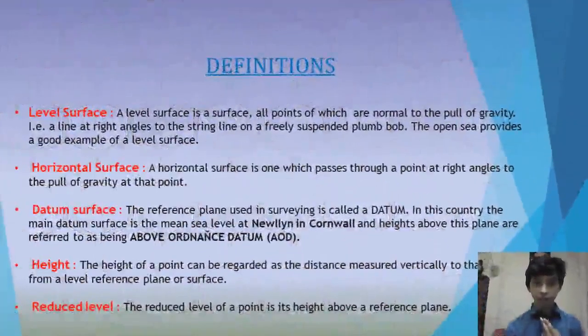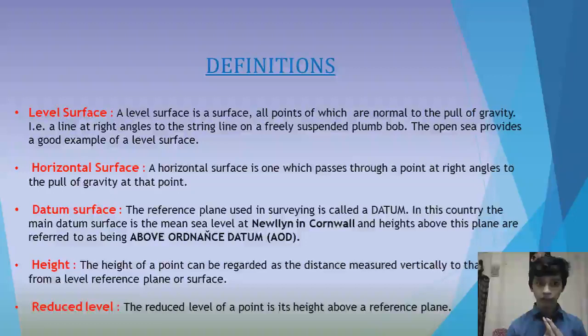Definitions of different surfaces. Level surface: a level surface is a surface, all points of which are normal to the pull of gravity, a line at right angles to the string line of a freely suspended plumb bob. The surface of a pond provides a good example of a level surface, meaning flat surface. A horizontal surface is one which passes through a point at right angles to the pull of gravity at that point. Datum surface: the reference plane used in surveying is called a datum.